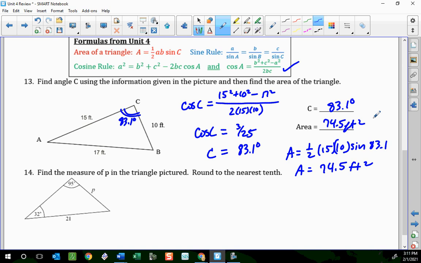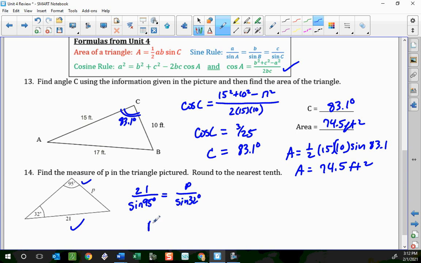Down here it says find the measure of the triangle pictured. Recognize that in number 13 we had to use cosine rule because it was side, side, side. I couldn't use sine rule because I didn't know an angle and a side across from it. But for number 14, I know 21 and I know this angle here. It's given to me as angle, angle, side, so it's not ambiguous, and I'm just going to use sine rule. So 21 over the sine of 95 equals P over the sine of 32.